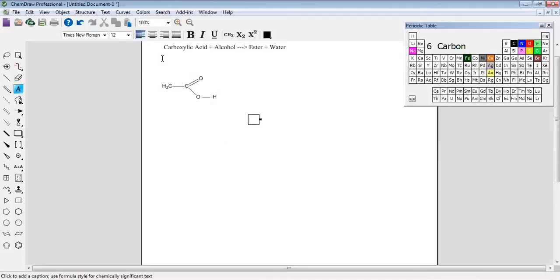Here, let me write the exact equation: ethanoic acid plus ethanol would give us ethyl ethanoate plus water. Okay. So what we have over here is ethanoic acid. Let me draw ethanol for you. Is the structure of ethanoic acid clear for you? Yes, sir. Okay, just a second.